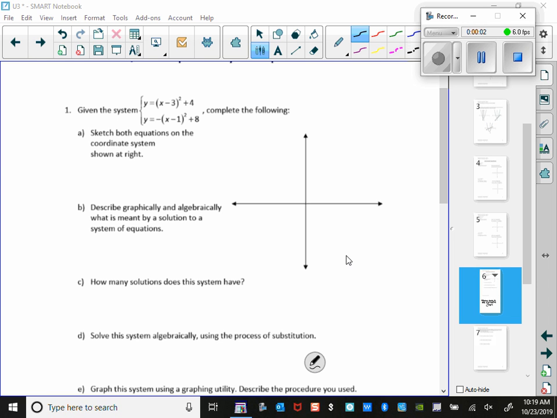Here we want to sketch the graph. So I'll try and sketch the graph here. It's kind of a little difficult without the grid marks. But looking at your first graph, you have x minus 3 squared plus 4. Where is the vertex located for this graph? 3, 4. Good. We went right 3, up 4.